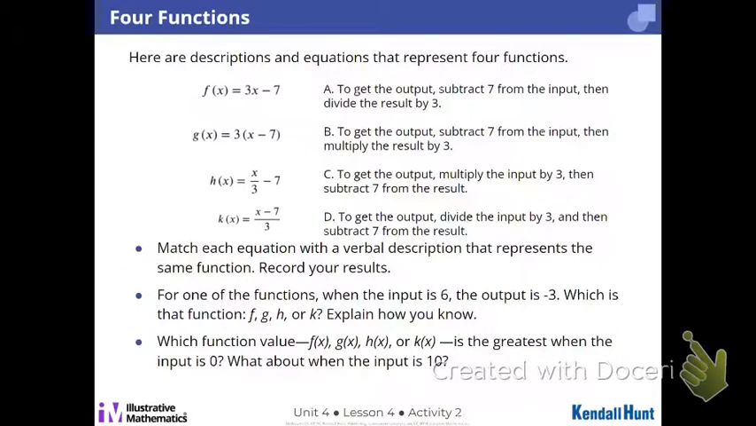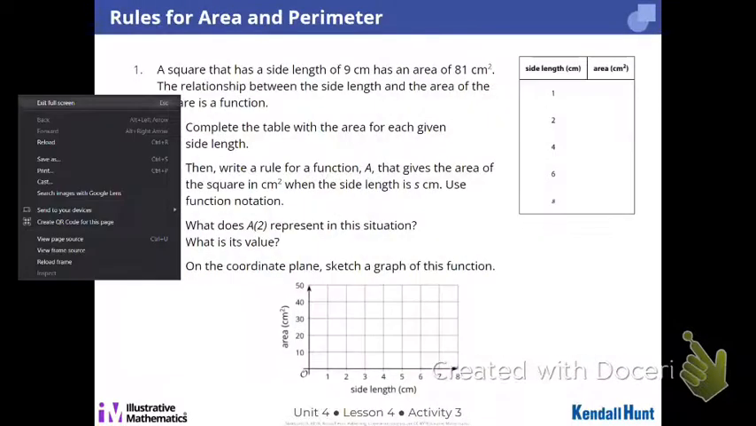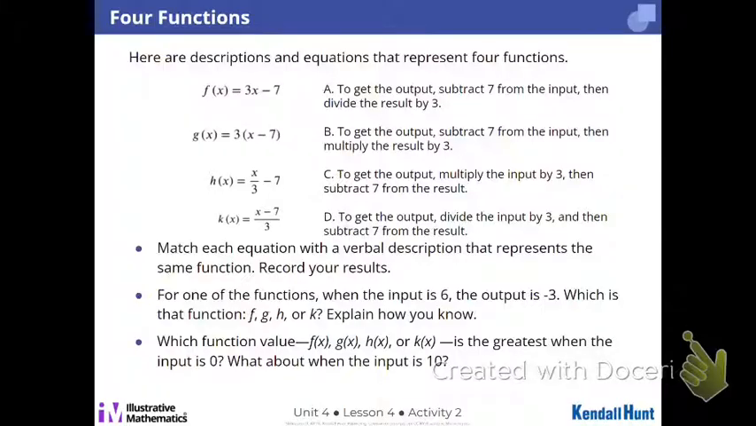So for 4-2 with your table partner, you're going to do a few things here. First, I think this part will go pretty quick. Oh, I messed up. One sec. All right, I fixed it. So you're just going to match function with the letter that explains what's happening with your function, okay?